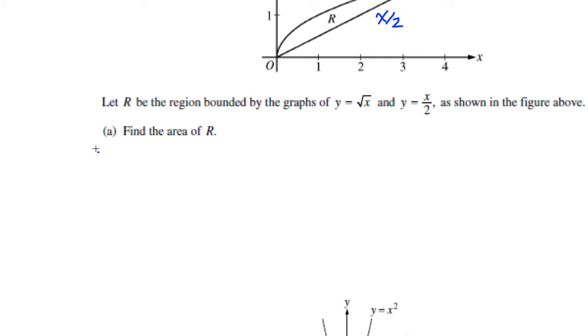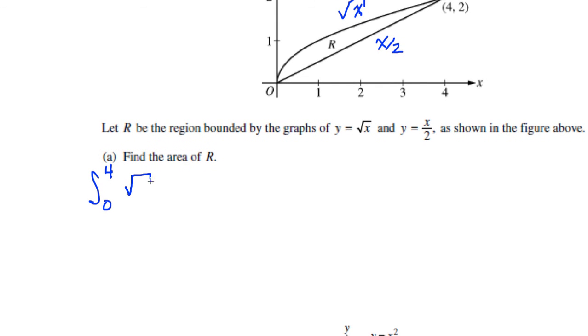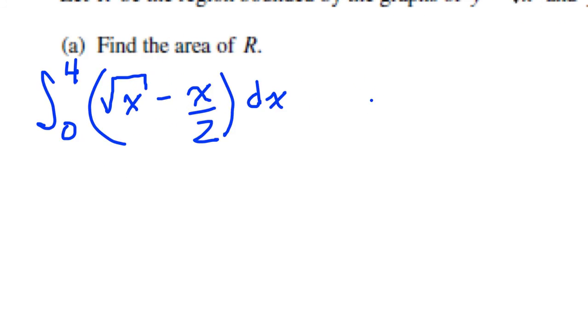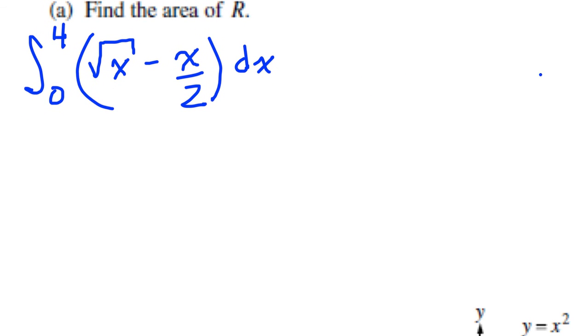Let's start doing this. I have the integral between 0 and 4 of the top. Top is square root of x. The bottom is x over 2. Okay, all that thing, dx. Here we go. I've turned that problem from a graphical what is happening to a definite integral.